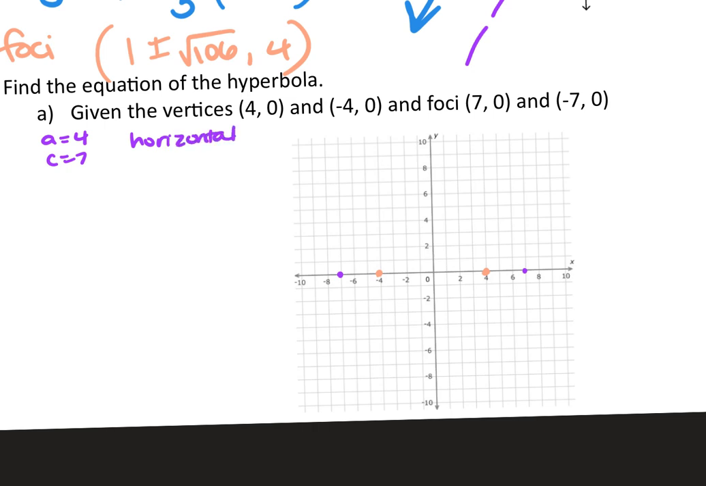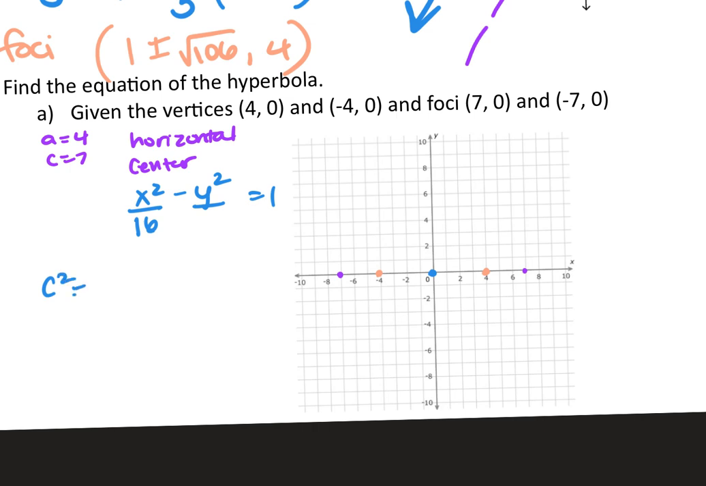And the center is 0, 0, because it's halfway between any of those, any pairing. So because it's horizontal, the x is going to come first. I already know the a is 4, so the x is going to go over 16. All I've got to find is the b.